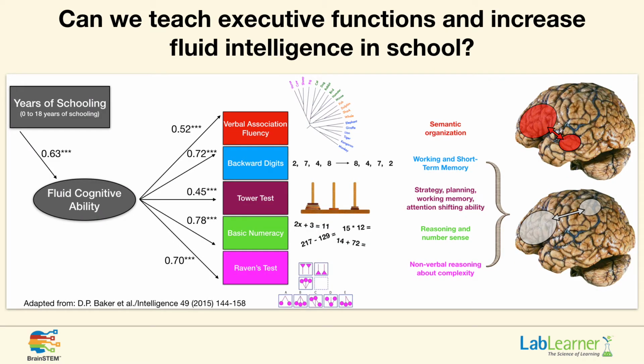And I want to bring up a paper that was published a couple years ago in the journal Intelligence, by a couple colleagues of mine, David Baker at Penn State main campus, and Paul Esslinger, and I think they had some other colleagues on that paper. Paul Esslinger works with us and is at the Hershey campus of Penn State College of Medicine. This is an interesting study that addresses the question, can we teach executive functions and increase fluid intelligence in schools?